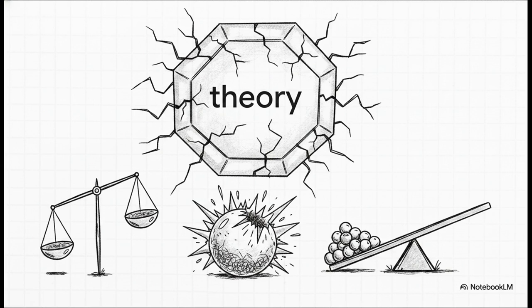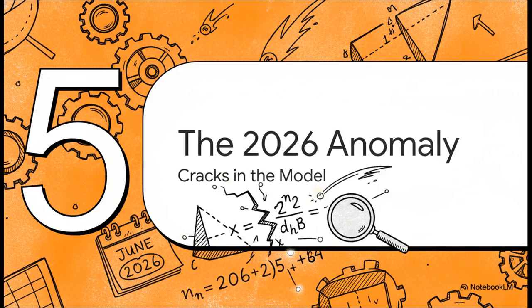Plus, it can't even explain why there's more matter than antimatter. Ultimately, these crises prove that our beloved Lagrangian isn't the final answer. It's really just a low-energy approximation waiting to be shattered. Part 5. The 2026 Anomaly.